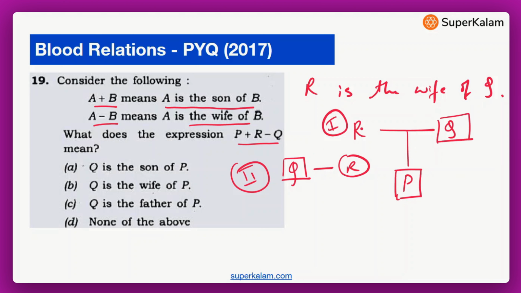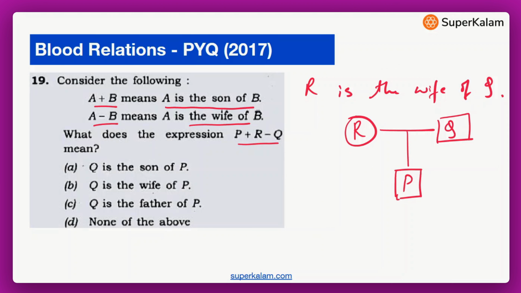Q is the husband in the marriage and R is the wife in the marriage. Okay. So combining 1 and 2, we get this. R and Q have married and their son is P. So P's mother is R, P's father is Q. So what is the right option here?